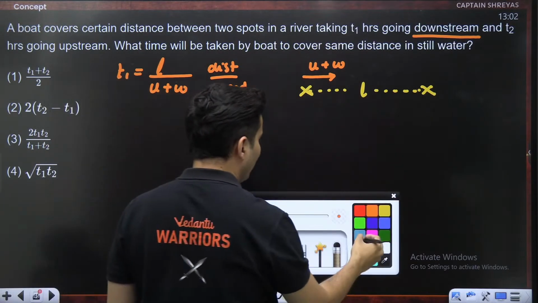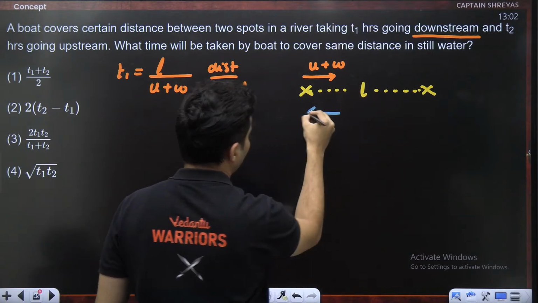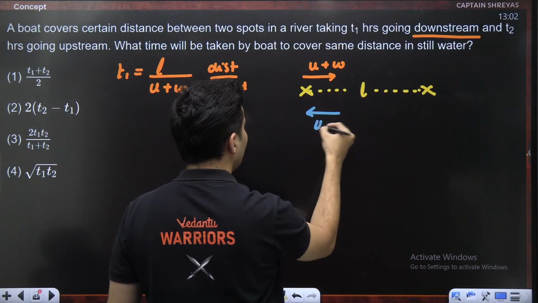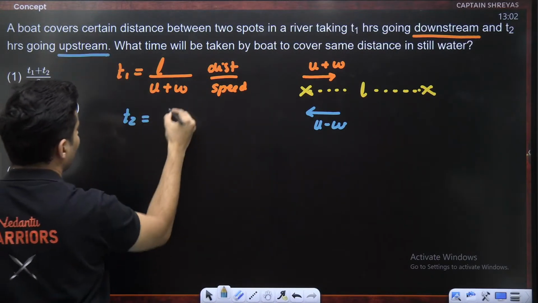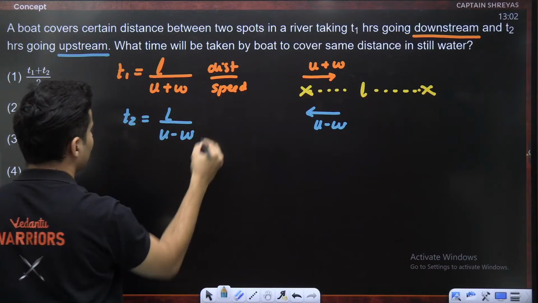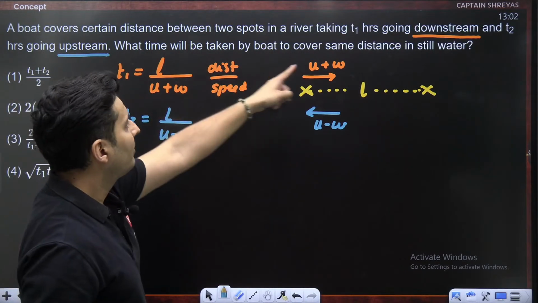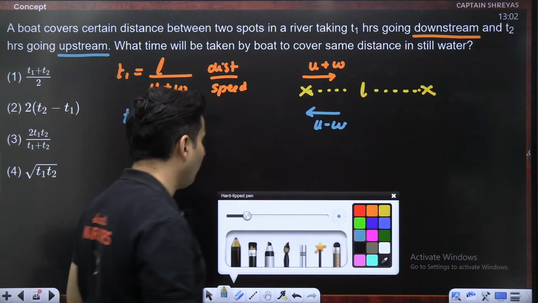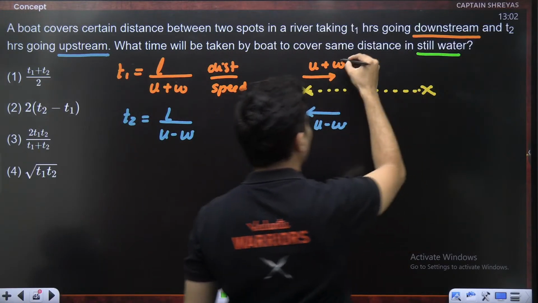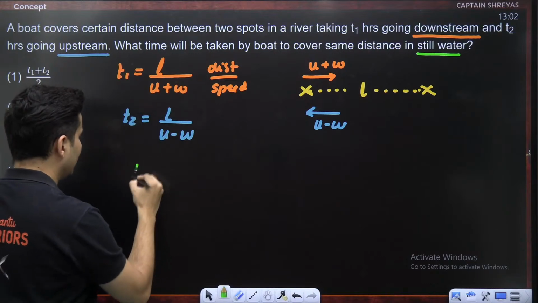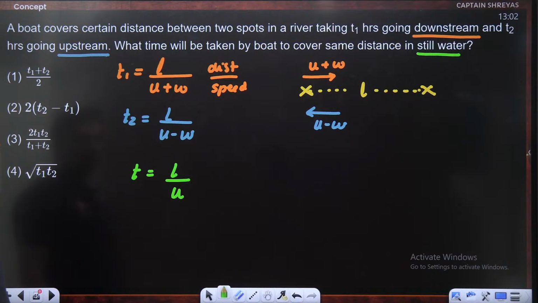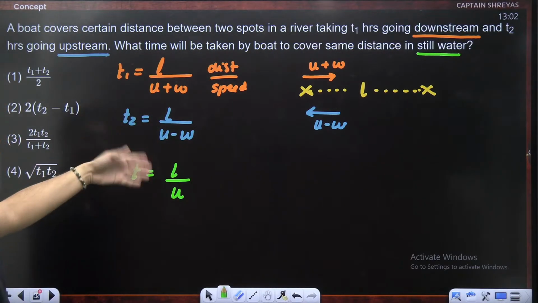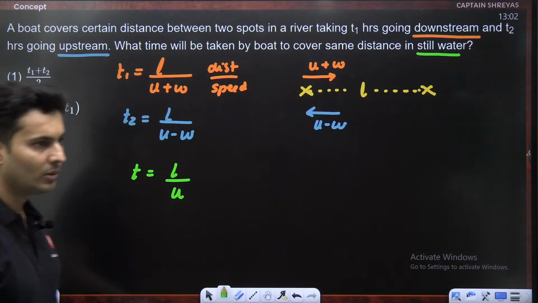If you go the other way around, the same distance, your speed will be u minus w. So T2 for going upstream will be the same distance upon u minus w. If you have to cover the same distance in still water, what is the meaning of still water? W is not there. So that time will be that distance by only the boat speed. So what do I have to do now? I need to get rid of u and basically w. If I can find that out, my job is done.